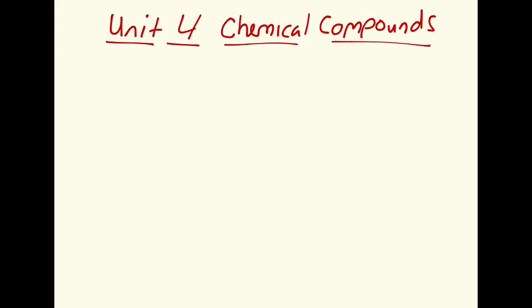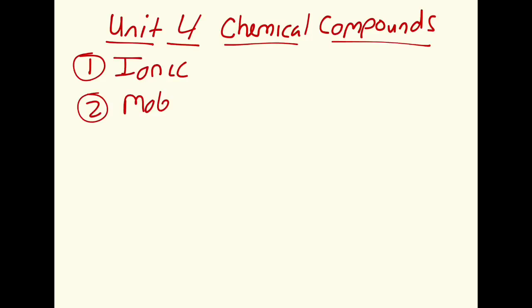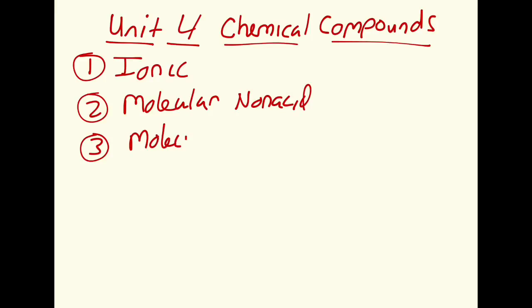There are three types of chemical compounds that we're going to look at. The first is ionic, the second is molecular non-acid, and the third is molecular acid. This lesson is going to focus on the ionic, but let me just distinguish between the three different compounds in terms of how to identify them.